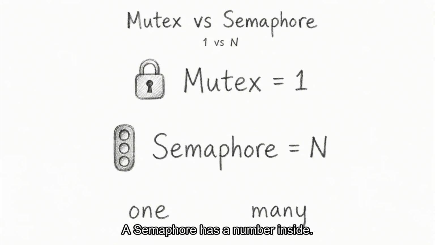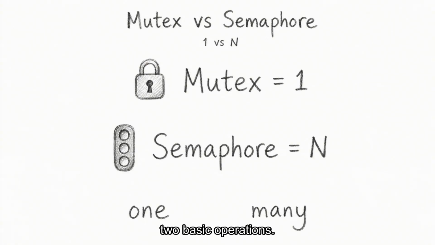A semaphore has a number inside. The number means how many resources are still available. For example, if a semaphore starts with the value 3, then up to 3 threads can enter. When one thread enters, the value decreases by 1. When one thread leaves, the value increases by 1. If the value is 0, the next thread has to wait.